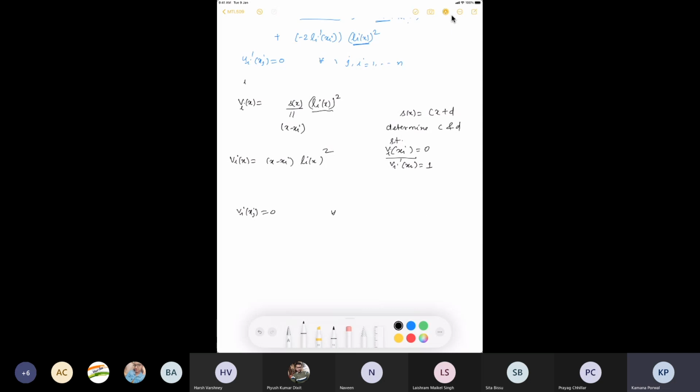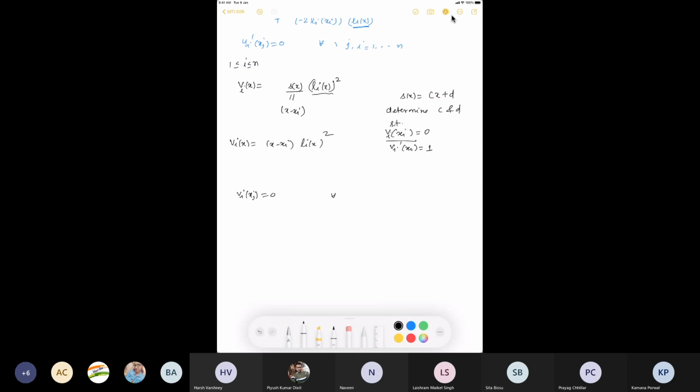So again I'm constructing them for all i ranging from 1 to n, and this holds for all j equal to 1 to n. So this is equal to 0 clearly, because Li(x) is satisfying that property, and when x is not equal to xi this is going to be 0, and when x is equal to xi, this term will be 0, right? So clearly this holds, and you can find what Vi prime of x is.